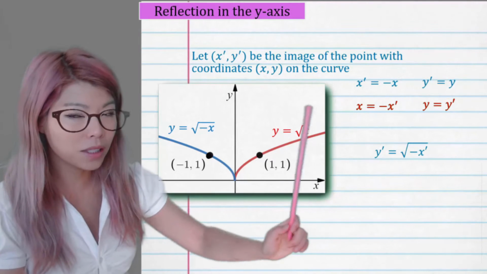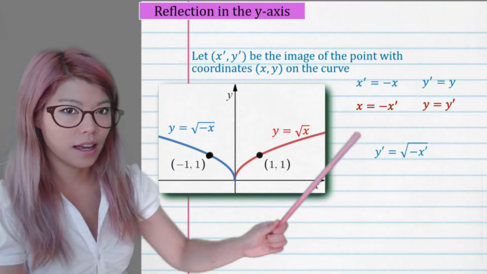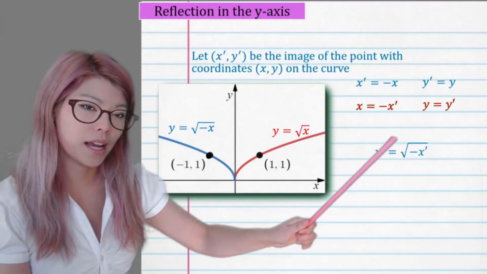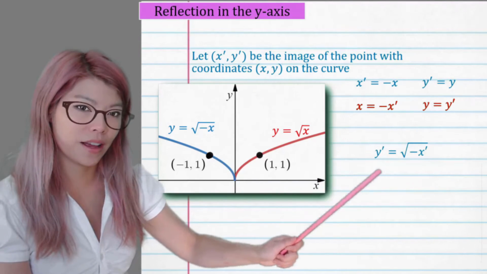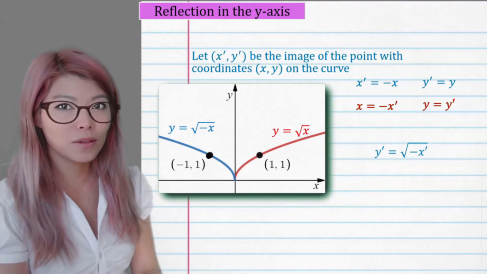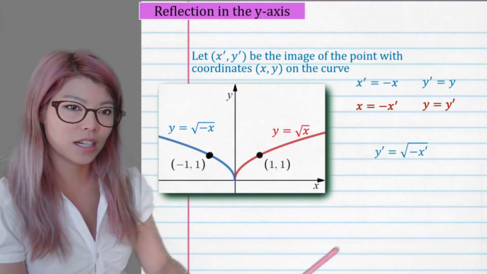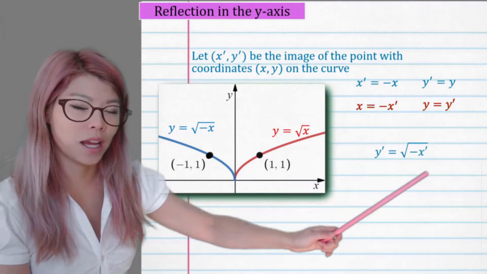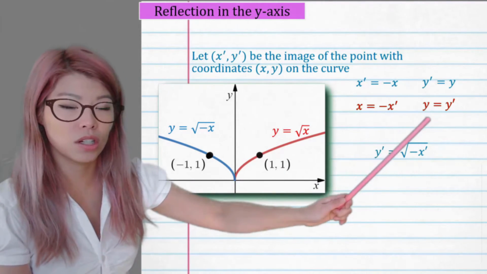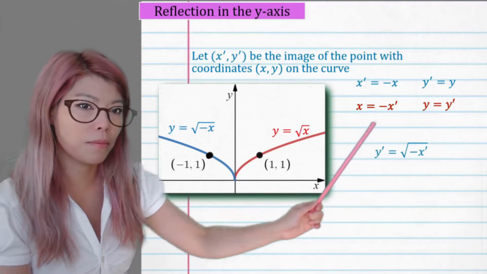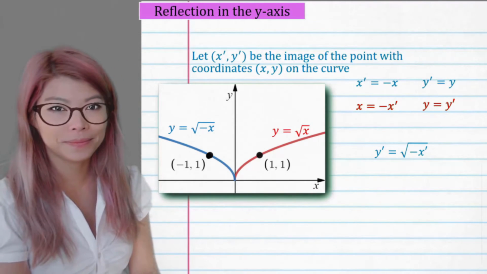So you can test numbers to convince yourself that it's working, and you can see how we obtain this square root of -x. So you can go back to everything we've done so far about translation, reflection, dilation, and you can see how we obtain it by using this image method of rearranging and then plugging it into the equation.